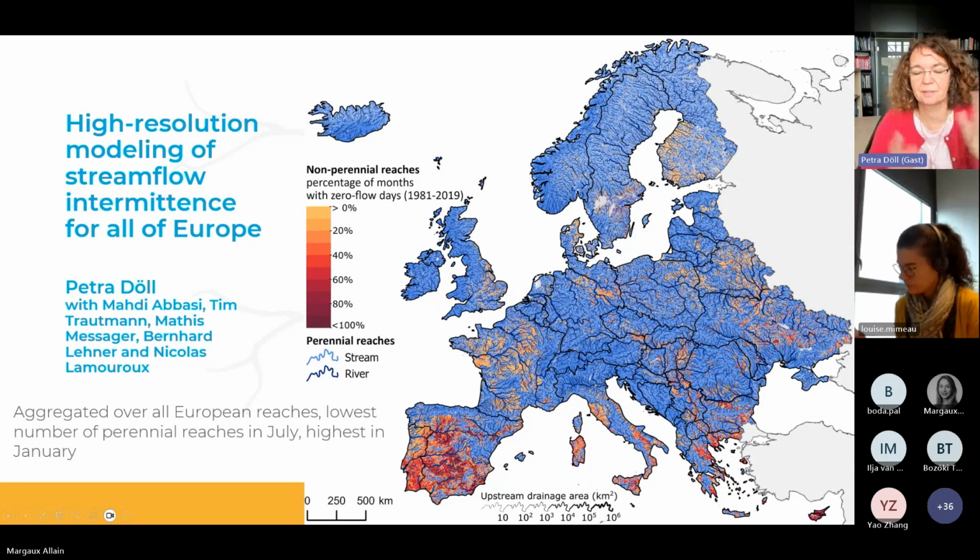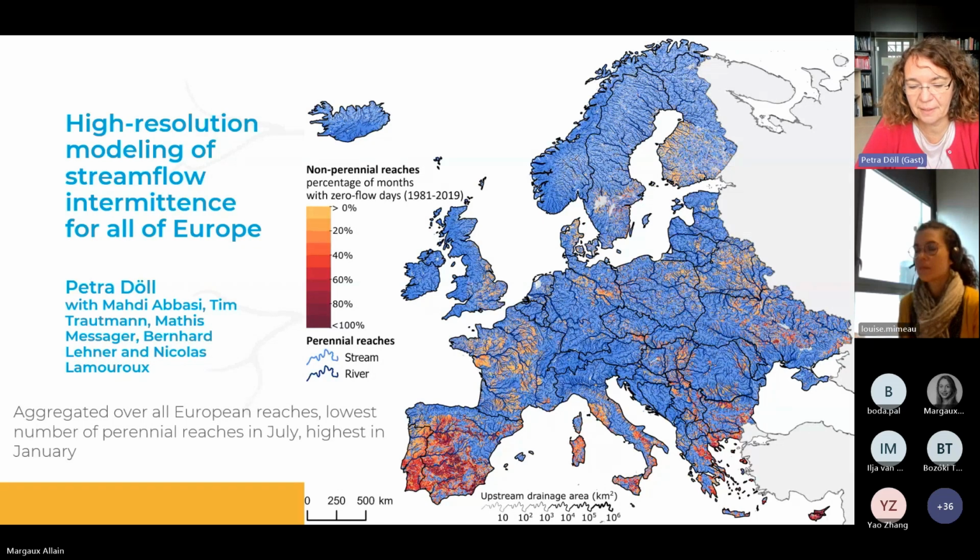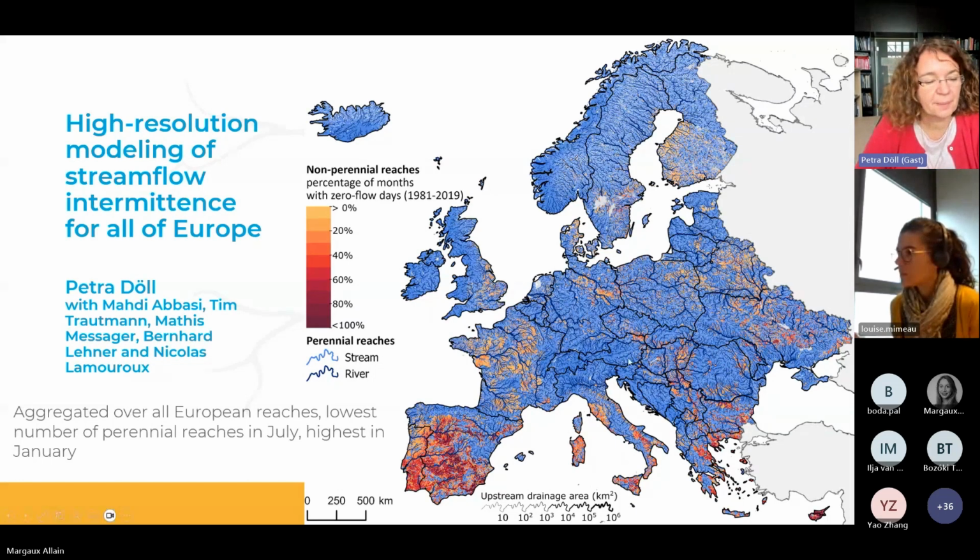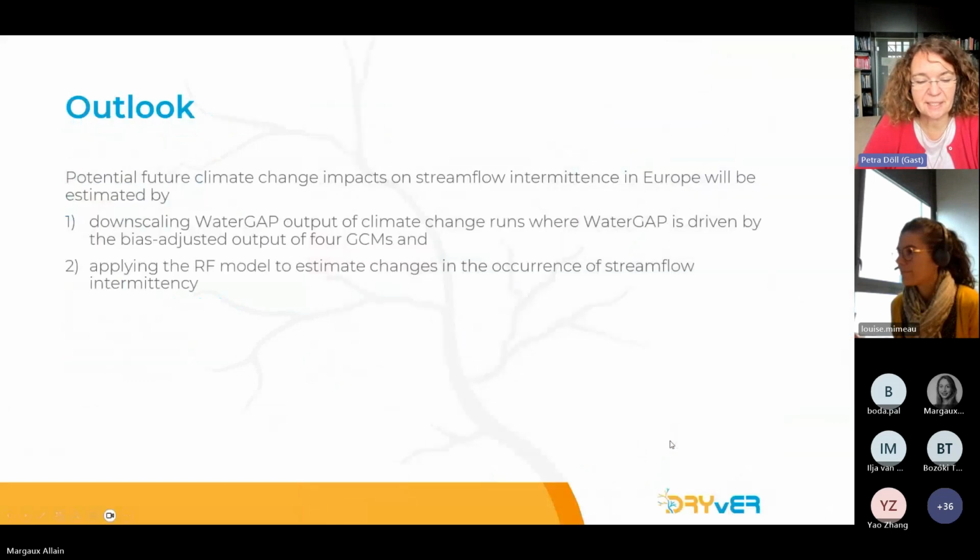I mean, it's not that with random forest modeling, you might end up with something very random, but that's not the case. You come up with explainable results. Okay, my last slide, can you please change?